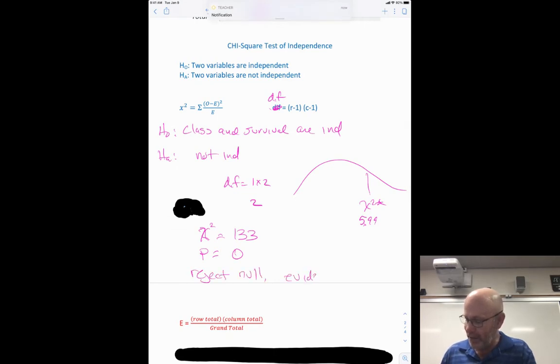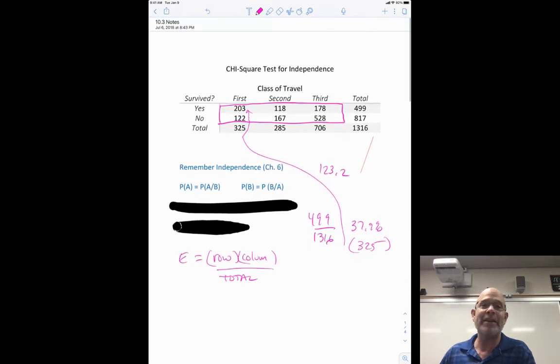And evidence that class and survival are not independent, which I think you would probably know just by looking at the chart from the beginning, right? If you were in that first class, you were a lot more likely to survive than if you were in the third class. So the test is going to look and feel exactly like the chi-squared test of homogeneity.